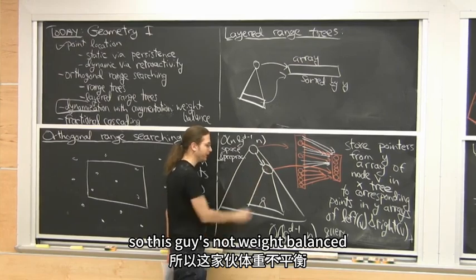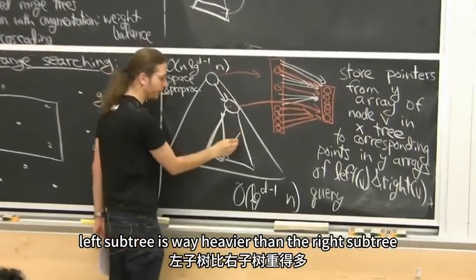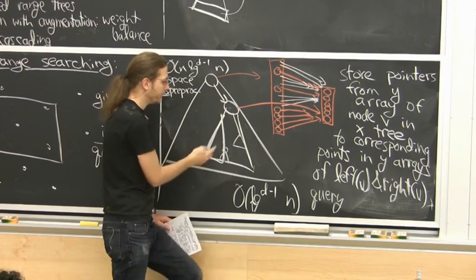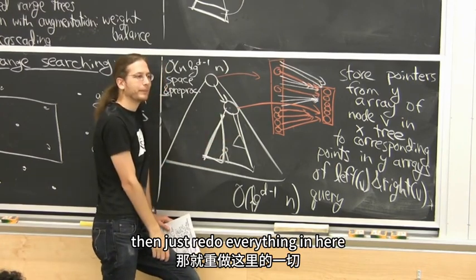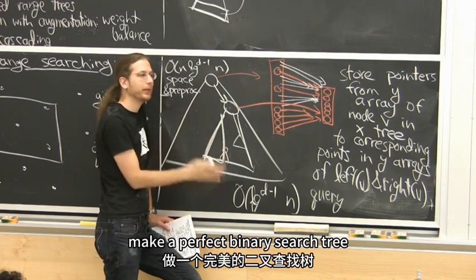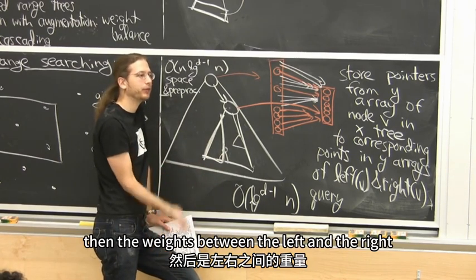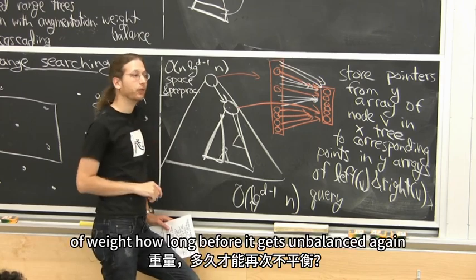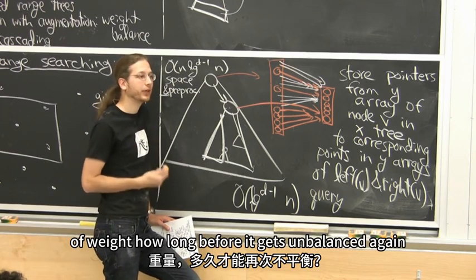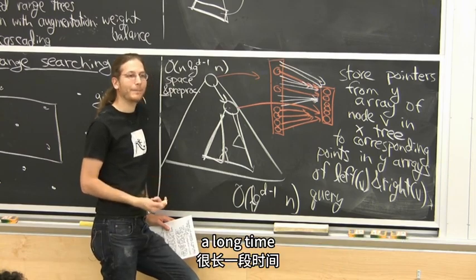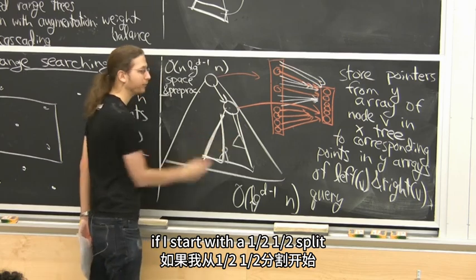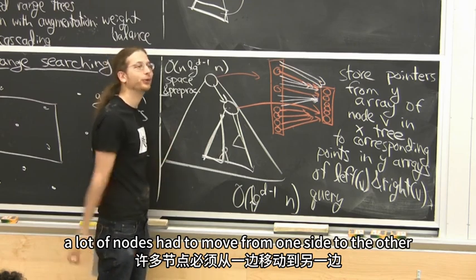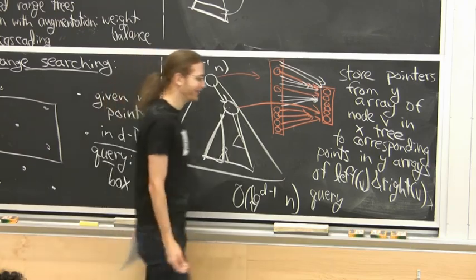So if this guy's not weight balanced, if this left subtree is way heavier than the right subtree by this alpha factor, 1 over alpha factor, then just redo everything in here. Find the median, make a perfect binary search tree. Then the weights between the left and the right will be perfectly balanced. We'll have achieved the 1/2 split of weight. How long before it gets unbalanced again? A long time. If I start with a 1/2 split and then I have to get to an alpha, 1 minus alpha split, it's a lot of nodes had to move from one side to the other.